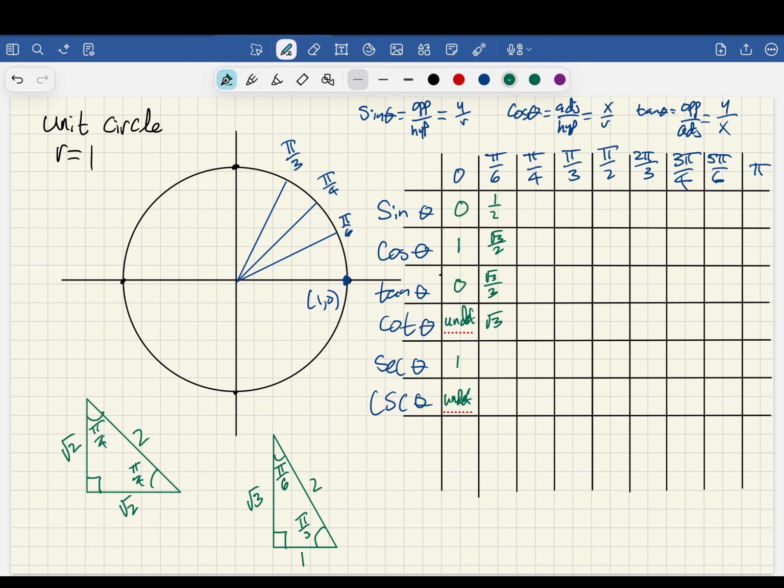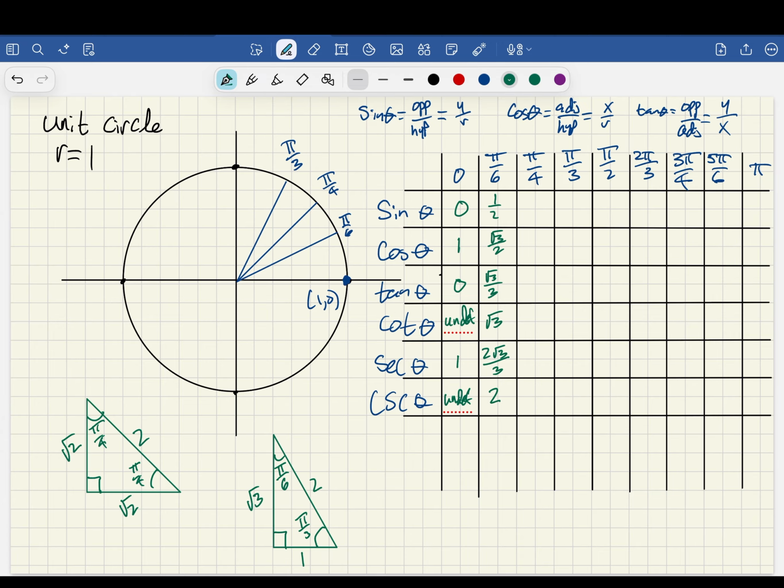The secant is the inverse of the cosine, or we can say hypotenuse over adjacent. Either way, 2 divided by the square root of 3, which we would then rationalize the denominator and end up with 2 times the square root of 3 over 3. And the cosecant is the hypotenuse over the opposite, which is 2 over 1, or we could find the inverse of the sine. Either way, we get 2.